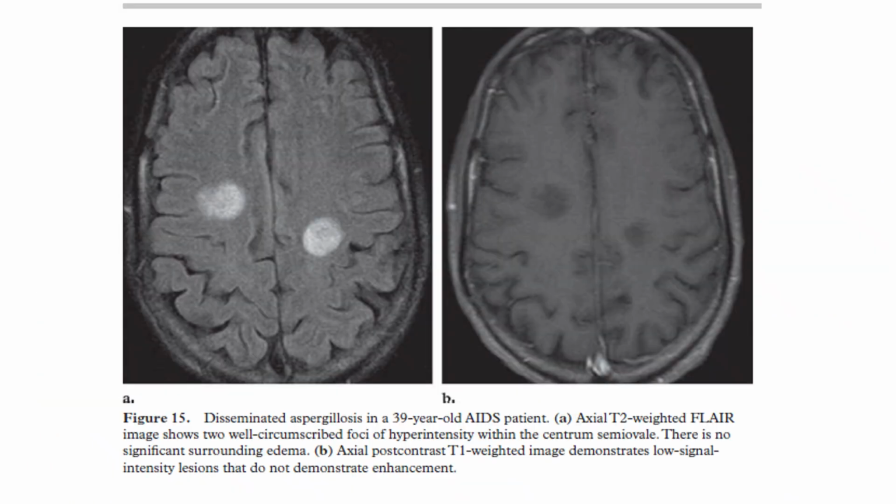Here we can see disseminated aspergillosis in a 39-year-old AIDS patient. Axial T2 weighted FLAIR image shows two well-circumscribed foci of hyperintensity within the centrum semiovale. There is no significant surrounding edema. Second image, axial post-contrast T1 weighted image demonstrates low signal intensity lesions that do not demonstrate enhancement.